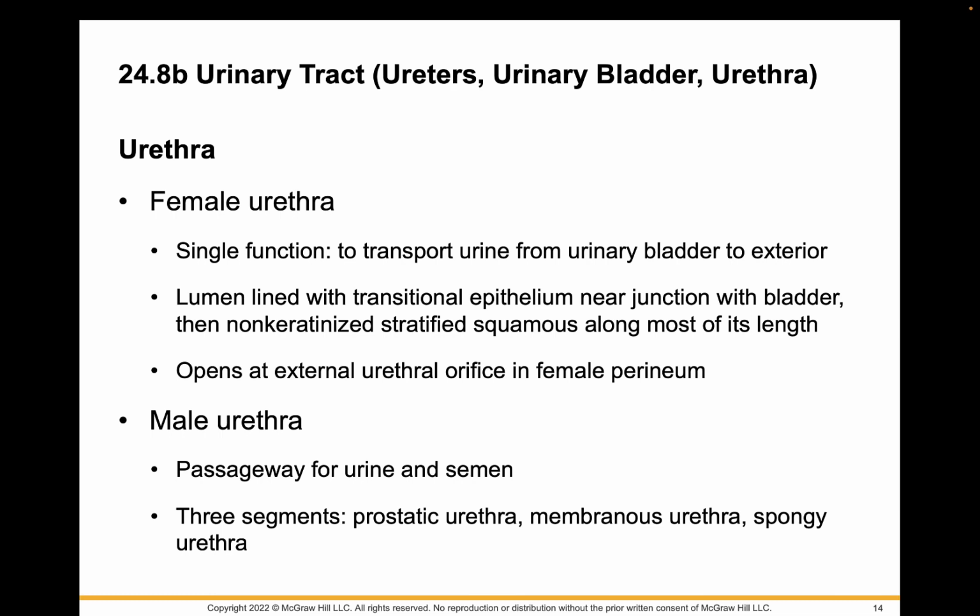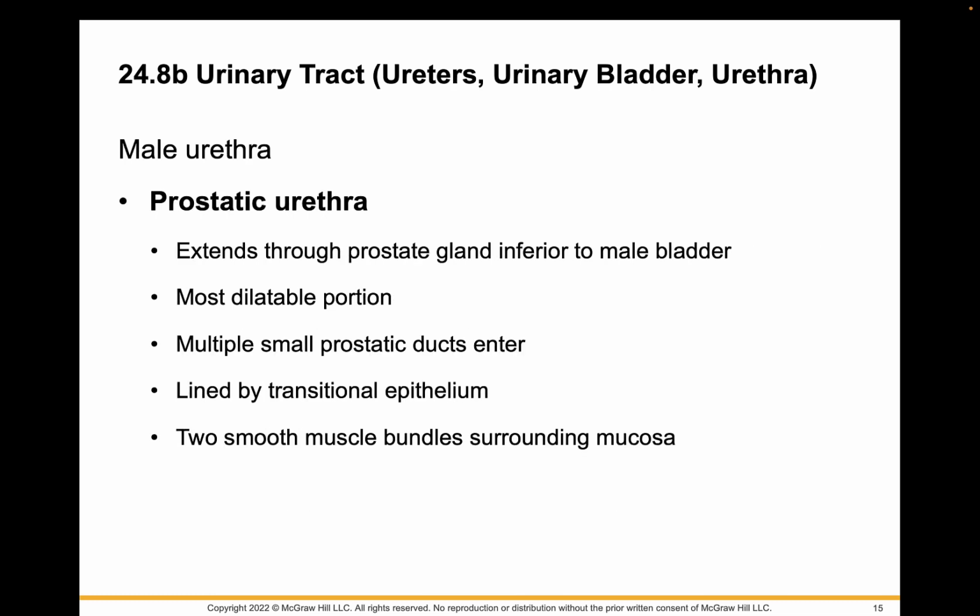Whereas the male urethra is very different. It is a passageway for both urine and semen. It actually is subdivided into 3 segments. They are the prostatic urethra, the membranous urethra, and spongy urethra. Now, if we look at the prostatic urethra, that's the first part, and it extends through the prostate gland, and it is inferior to the male bladder.